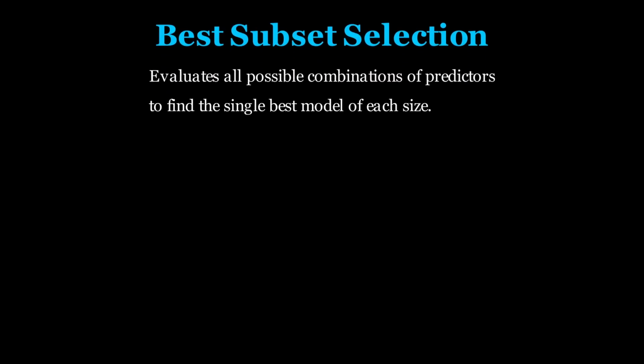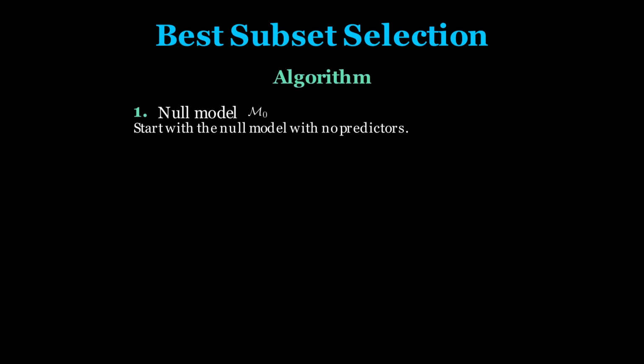Best subset selection evaluates every possible combination of predictors. For each possible model size, one predictor, two predictors, and so on, it finds the best model of that size, then compares across sizes. Here's how best subset selection works.